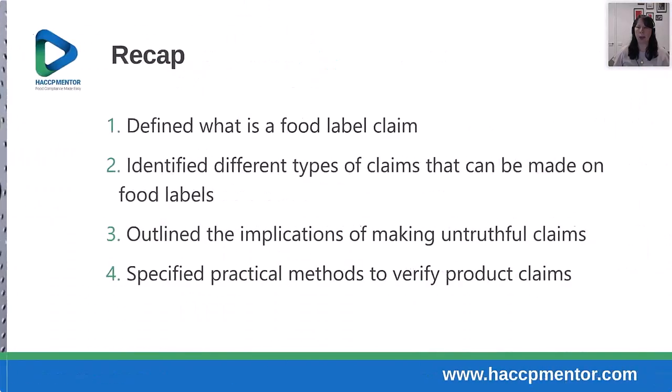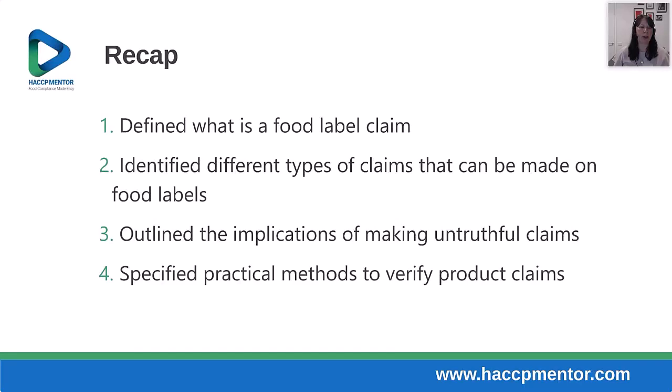So just as a recap of what we've been through in this webinar, it's fairly straight to the point. We've looked at the definition of a food label claim. We've gone through and identified different types of claims that can be made on food labels, had a look at some implications of making untruthful claims and given some examples of companies who haven't done the right thing. And we've also specified some methods to help you verify product claims in 7 easy steps.